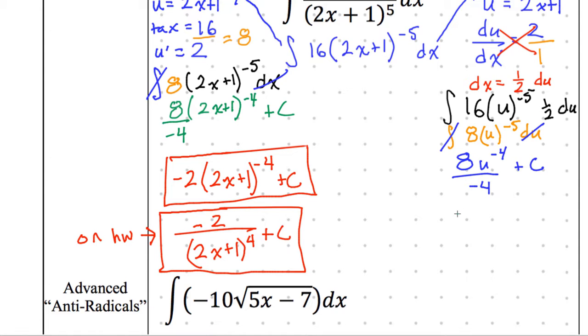2x plus 1 is u. Okay, so I have 8 times 2x plus 1. That was substituted back in. I have that negative 4 all over negative 4. And now let's simplify. Go for it, Rochelle.